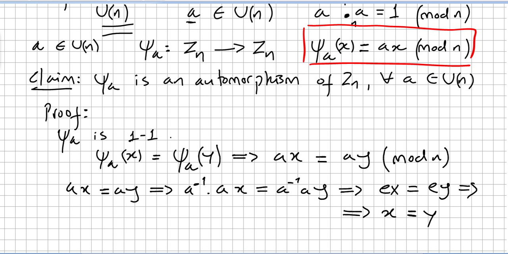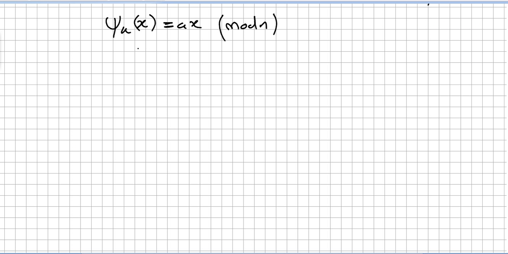So it is proved that psi of a is 1 to 1. Now we have to prove that it is onto or surjective, right? We have to prove that the operation is surjective, or onto.